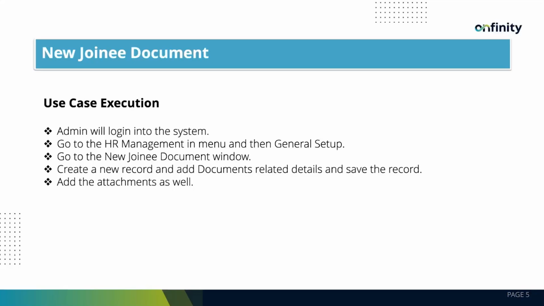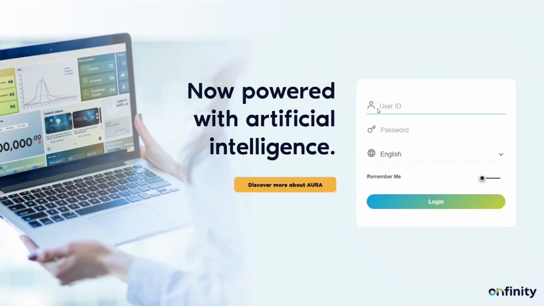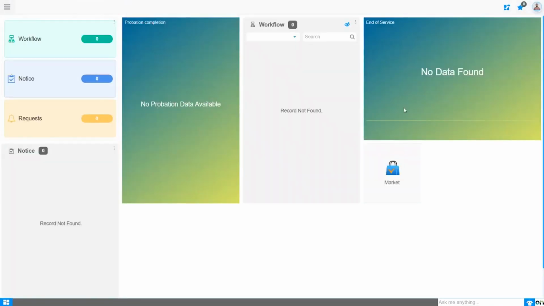Let's go through the steps to create new Joinee documents in the Onfinity system. To begin, you must access the login screen. The administrator enters their unique ID and password. Then click Login. Upon successful login, the administrator will land on the homepage, which displays several widgets. These widgets reflect data from various transactions.